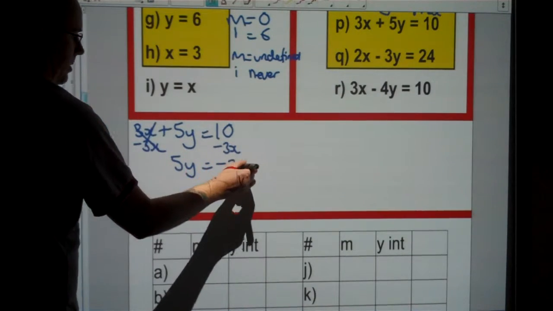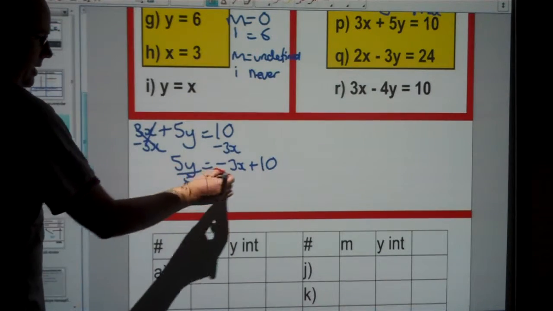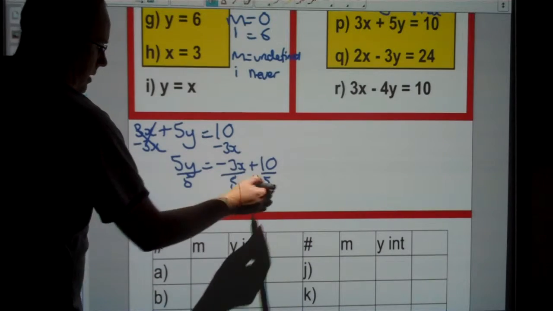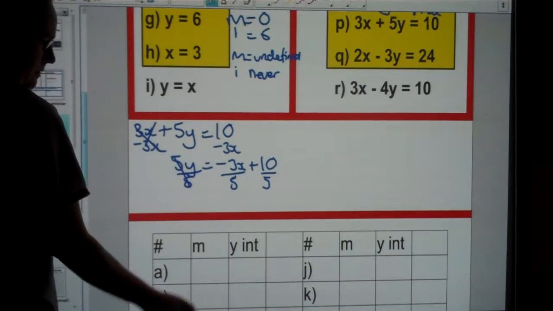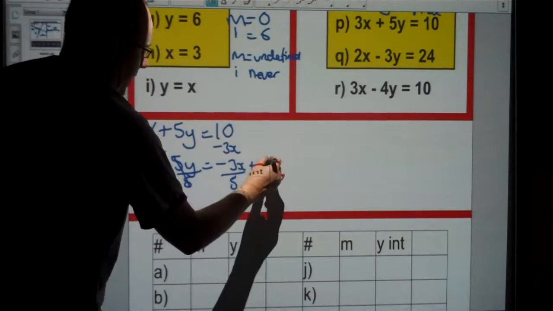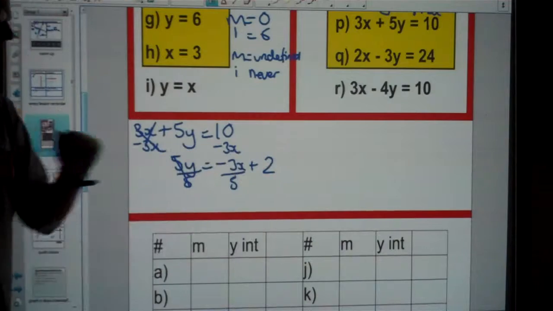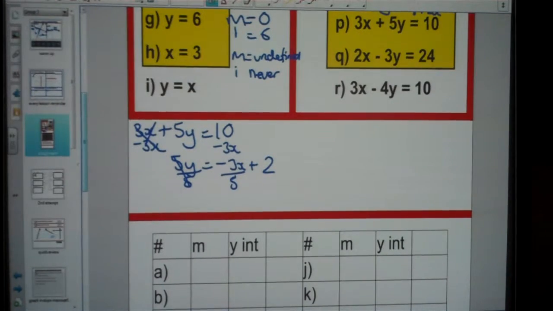So negative 3x plus 10, or 10 minus 3x, whichever you prefer. Divide everything by 5, and then simplify. So negative 3/5, there's not a lot I can do with that, but 10 divided by 5 I can work out is 2. So my slope is negative 3 over 5, and my y-intercept is positive 2.